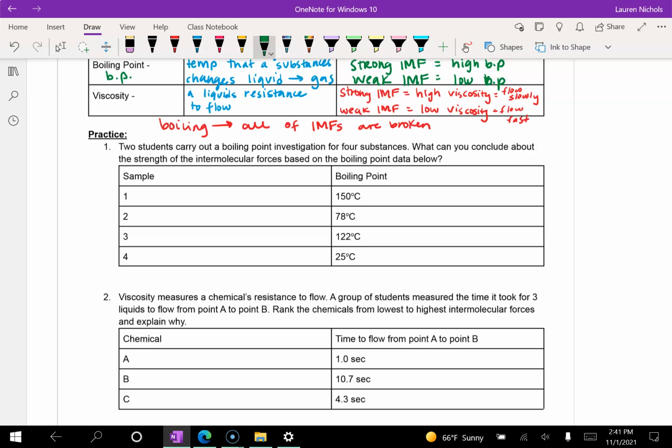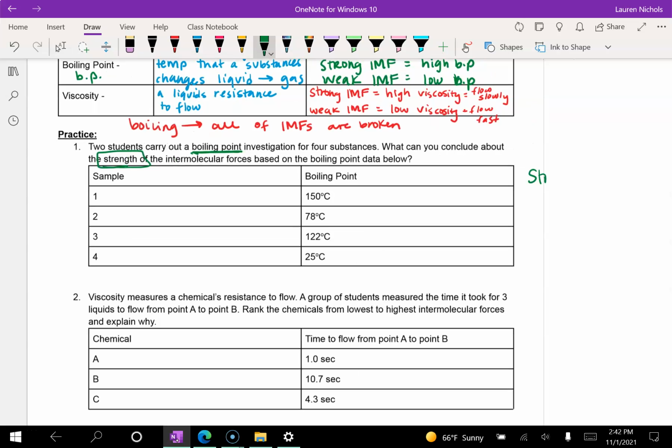Okay, so if we look at these practice problems, it says 2 students carry out a boiling point investigation for 4 substances. What can you conclude about the strength of the intermolecular forces based on the boiling point data below? Well, we know that if I have a strong intermolecular force, that means I have a high boiling point, right? So this means I can rank them. The highest boiling point I have is sample 1, and the lowest that we have is sample 4, or chemical 4.